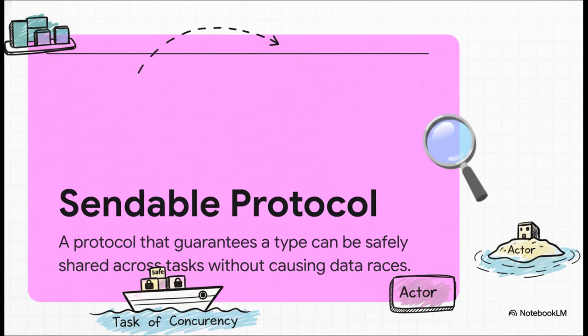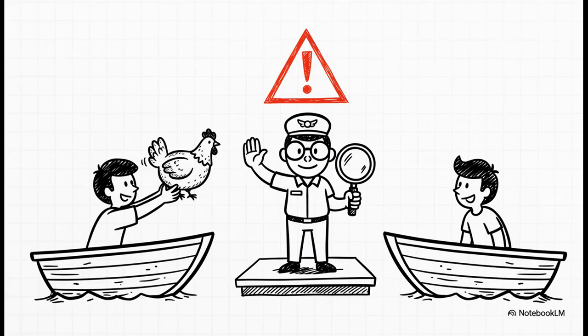And this is exactly where the Sendable protocol comes to the rescue. Think of it like a special stamp or a label that you put on your cargo. It's a promise you make to the compiler saying, hey, this type, like our pineapple, is safe to be copied and shared between tasks without causing a data race. And you might have guessed, our chickens, by default, are not Sendable.